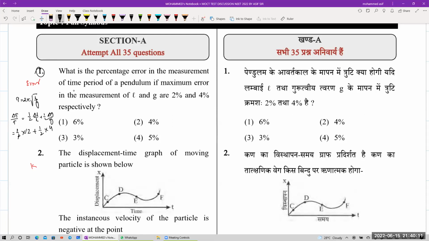So the 2 cancels, 2 ones are 2, twos are... obviously it is 2%. So this will be equal to 1 plus 2. So this will be equal to 3%. Third option will be the answer.